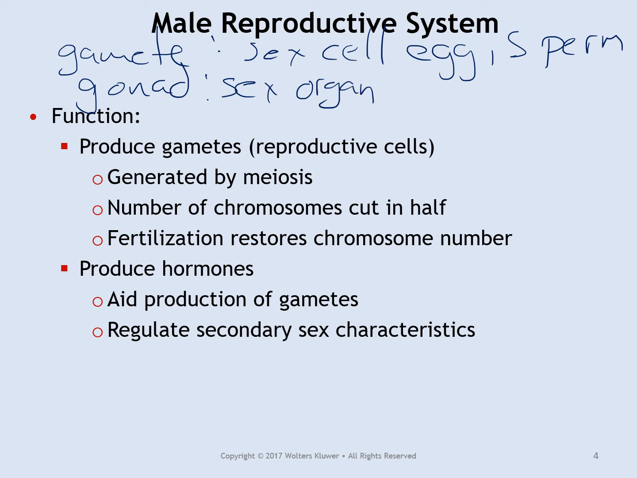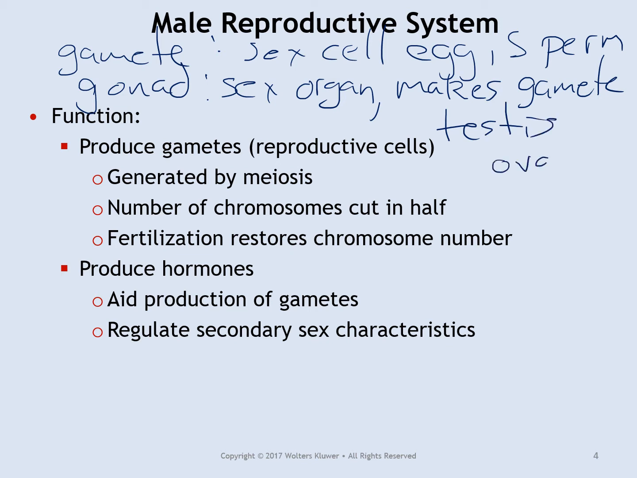And usually when I say this, my students are like, oh yes, the organ with which you have sex. No, that's not what it is. This is the organ that makes the gamete. So in the male, this would be the testis. In the female, this would be the ovary. Here we're talking about the male reproductive system. We are talking about the testes. So the testes make gametes, which are reproductive cells, specifically sperm.